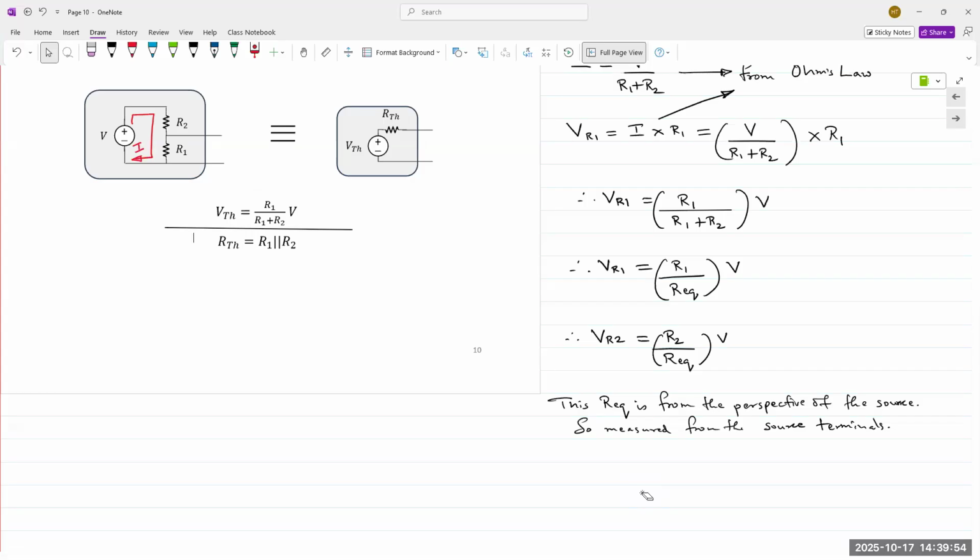And then RTH for this is exactly the same as we saw previously. The two resistors are in parallel. So if you have a voltage divider network like this, we can easily calculate the Thevenin resistance as well as the Thevenin voltage. All right. So now let's look at how we can apply these techniques to superposition.